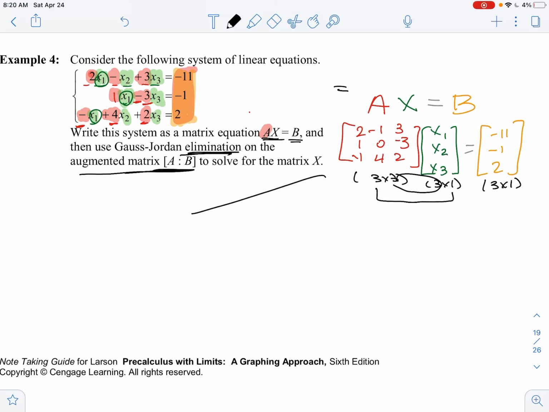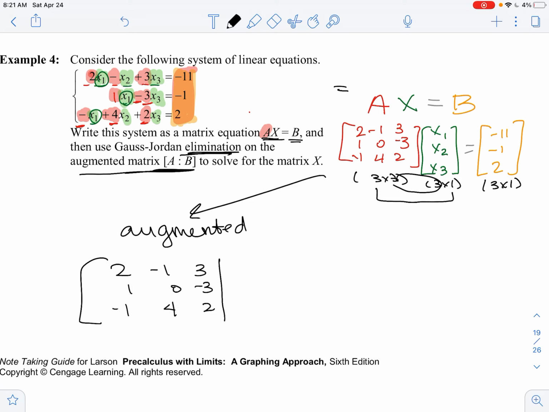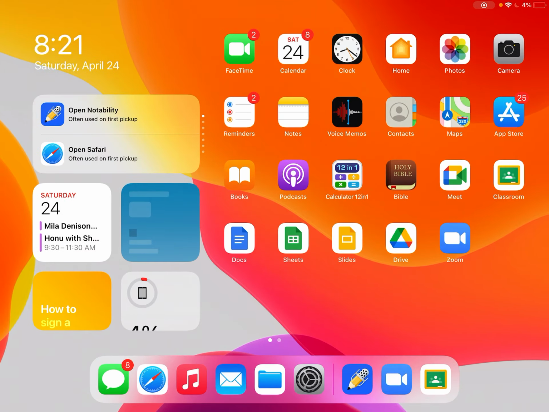So let's write the augmented matrix, okay? And instead of doing it by hand, I'm going to show you how to do it on the calculator, which is super, super easy. So here's our augmented matrix. 2, -1, 3, 1, 0, -3, -1, 4, 2, and our constant is -11, -1, 2. So I'm going to show you how to do this in a calculator. I'm going to be using the Desmos matrix calculator. Literally, you just type in Google Desmos matrix and it'll pull it up for you. Let me show you what it looks like.